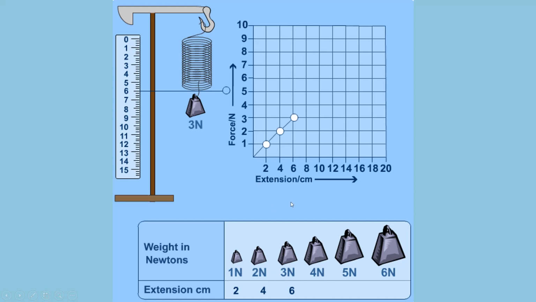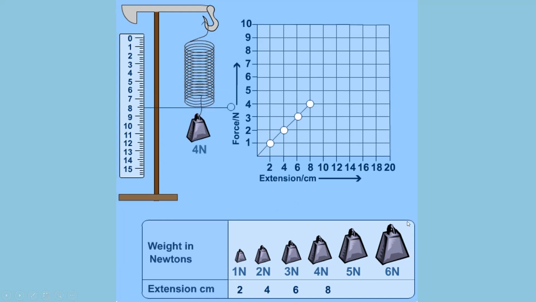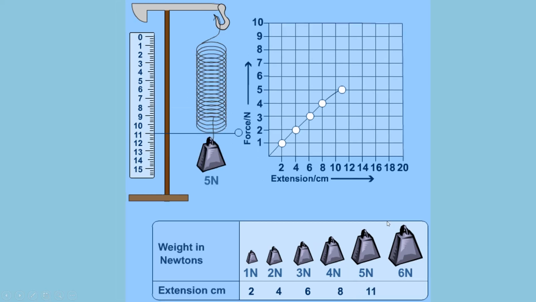Let's put the 4 Newton and see what will happen. If I put the 4 Newton, we also obtain a straight line. There is no curve. This one is straight. So, 4 Newton is not the elastic limit. Let's see what will happen if I put 5 Newton. When I put 5 Newton, I see that a small curve starts to appear. So this point is the elastic limit. Why? Because a small curved line appeared in the graph.